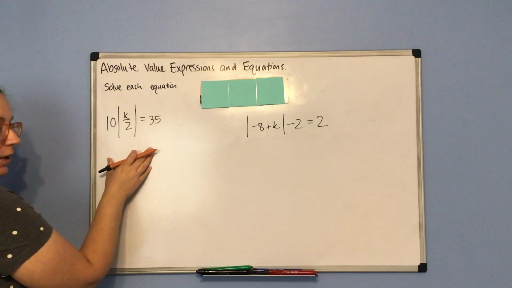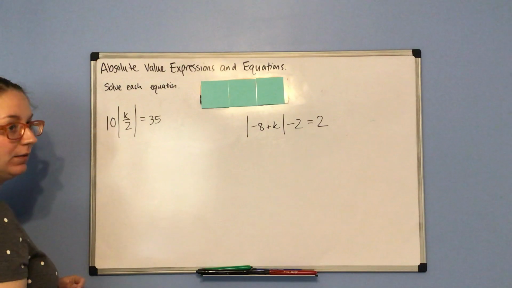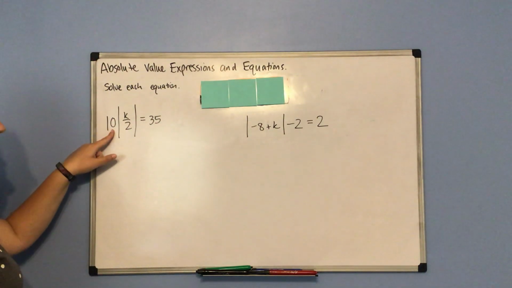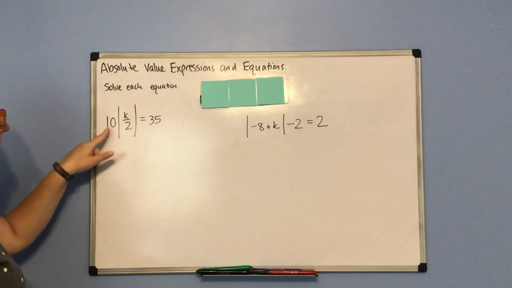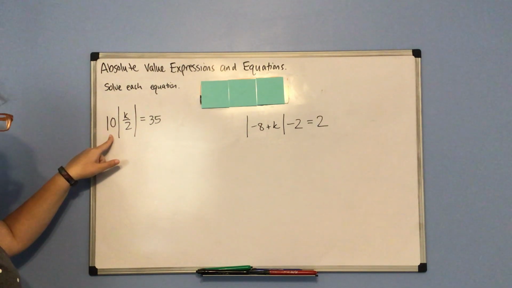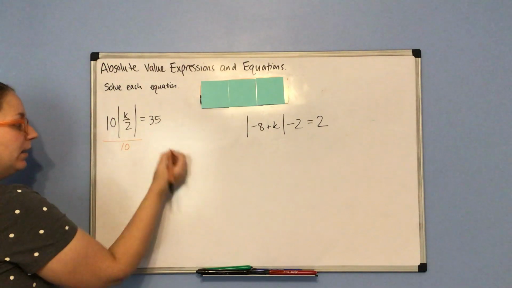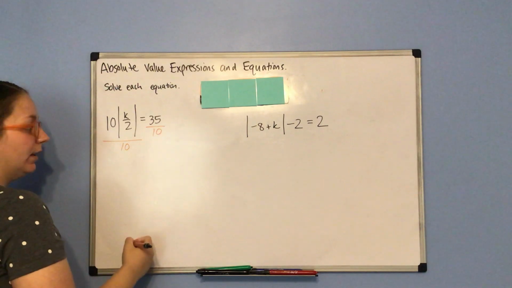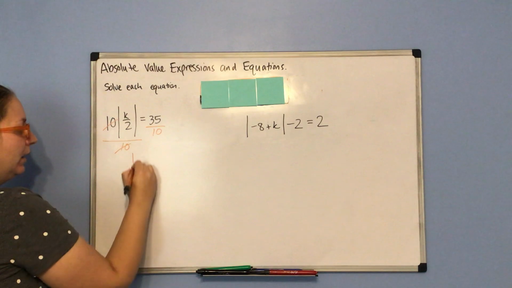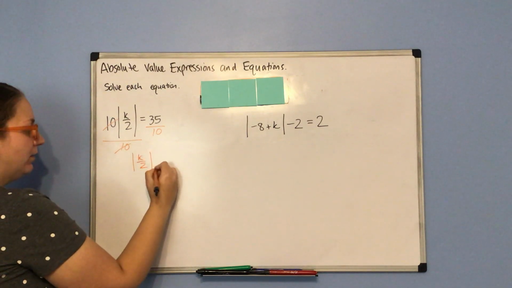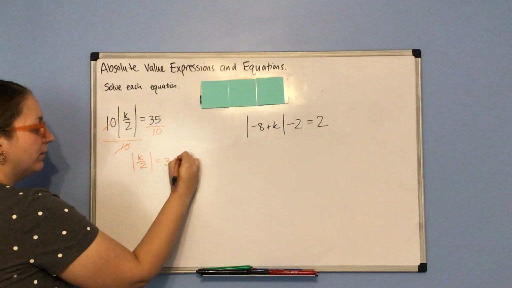When we have an absolute value equation, the very first thing you do is get rid of anything that's happening outside of the absolute value bars. So this 10 on the outside is 10 times my absolute value stuff. I need to undo times 10 by doing the opposite, which is dividing by 10. I'm going to divide by 10. Anything I do to one side of the equal sign, I got to do to the other. When I do that, that cancels the 10, which is what I wanted. I still have my absolute value stuff equals 35 divided by 10 is 3.5.